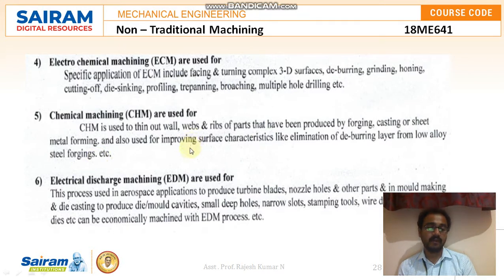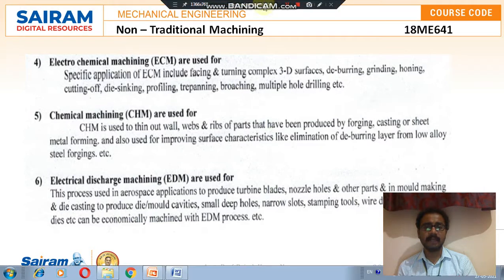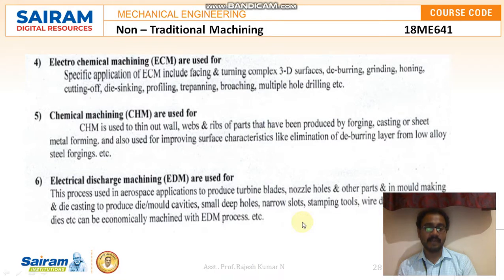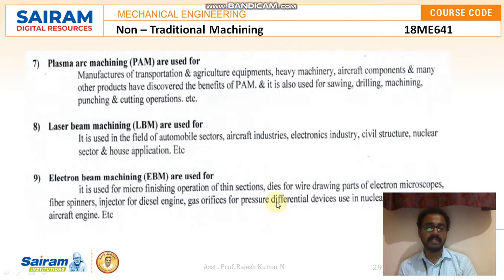And the last one we'll be discussing in our syllabus, electrical discharge machining, which is widely used in aerospace applications to produce turbine blades, nozzle holes and other parts, and in mold making and die casting. Die mold cavities, small deep holes, narrow slots, stamping tools, wire drawing and extrusion dies, etc. can be economically machined with electrical discharge machining.